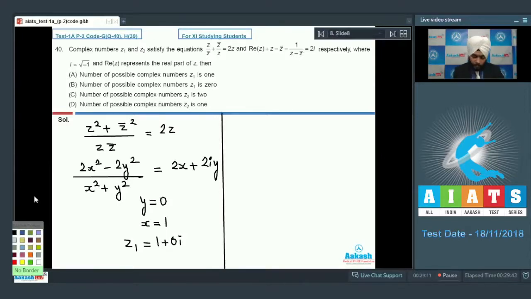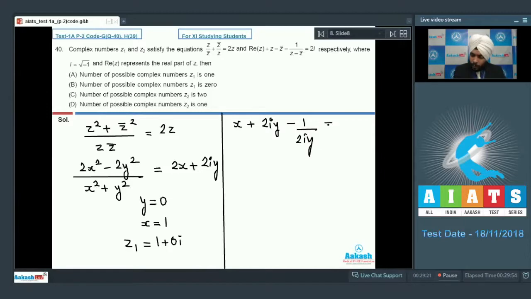Solving for the second complex number, we have real part of z, x, and z minus z bar is 2 iota y, so minus 1 upon z minus z bar, that is 1 upon 2 iota y, is equal to 2 iota. The right hand side is purely imaginary, the left hand side has real part x, that has to be 0. Simply we get 2y plus 1 by 2y is equal to 2. How? Minus 1 by iota is simply iota. So I have compared the imaginary part on both the sides.